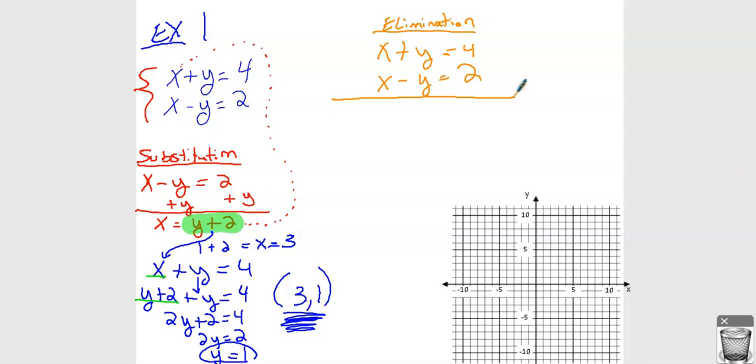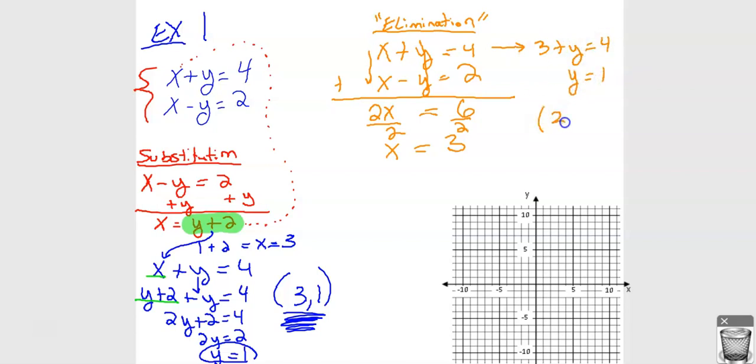So I'm just going to add straight down. I'm literally just going to add the columns. So that's 2x. The y and the negative y cross each other out. They eliminate. And then I get 2 plus 4 is 6. And I'm going to divide both sides by 2. So x equals 3. And then once I solve for x, I need to plug that back into one of the original problems. So I'm going to plug it into this one. So that's 3 plus y equals 4, which means y equals 1. So (3, 1) is my answer. Notice I got the same exact answer. I'm just solving it by a different method.